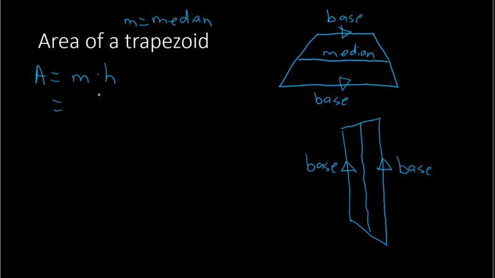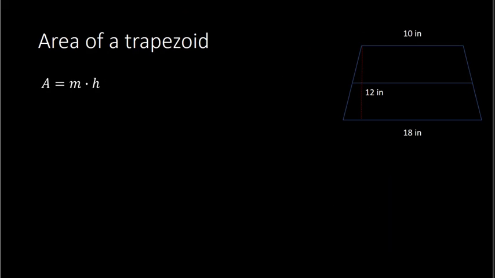So to find the area, we take the median and multiply it by the height. Let's take a look right here at this example. The median is this line right down the middle, and we find that by taking the average of the bases. So the median, by definition, is the average of the bases.